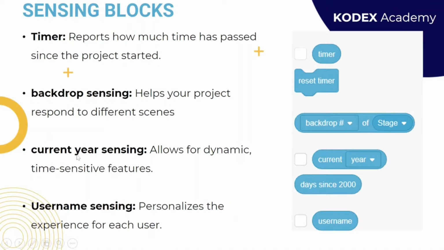Now the next one is current year sensing. Here you just need to open the drop down and you will see many options: date, year, month. You can see what the current date is today, what the current month is. So you can use this block when you want to show the specific date and time in your script. It is completely based on the time sensing feature.